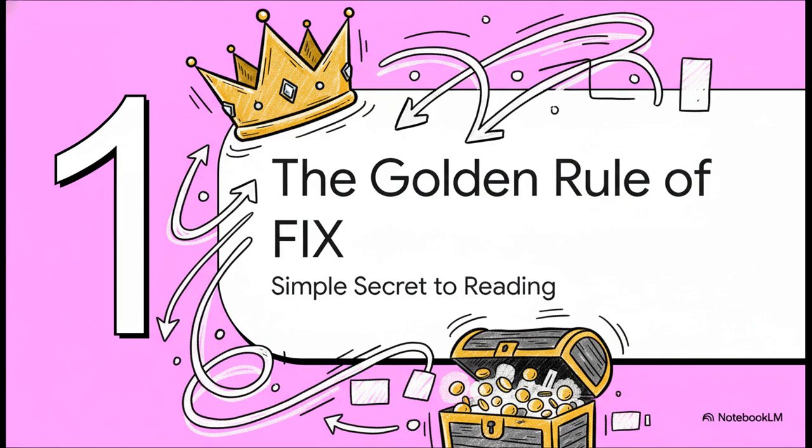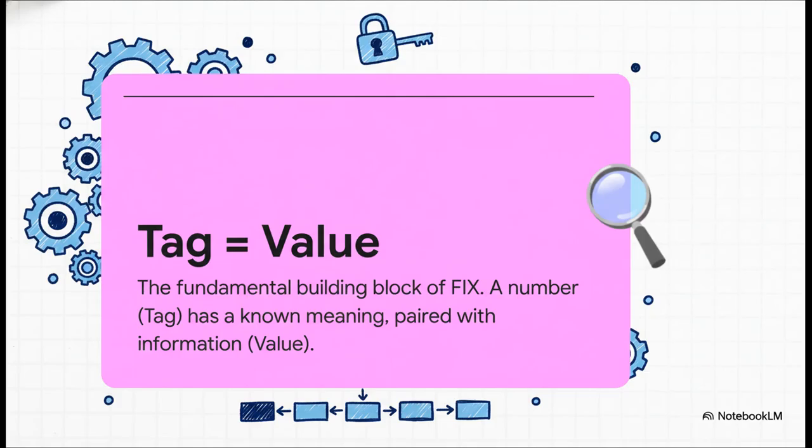We're going to start with the single most important concept, the one thing that will unlock your ability to read pretty much any FIX message you ever see. We kind of like to call it the golden rule of FIX. And here is the big secret. Everything is just a tag-value pair. That's it. Every single piece of that long string is just a number, which we call a tag, followed by some data, the value. You get this one concept, and you've basically cracked the entire code.